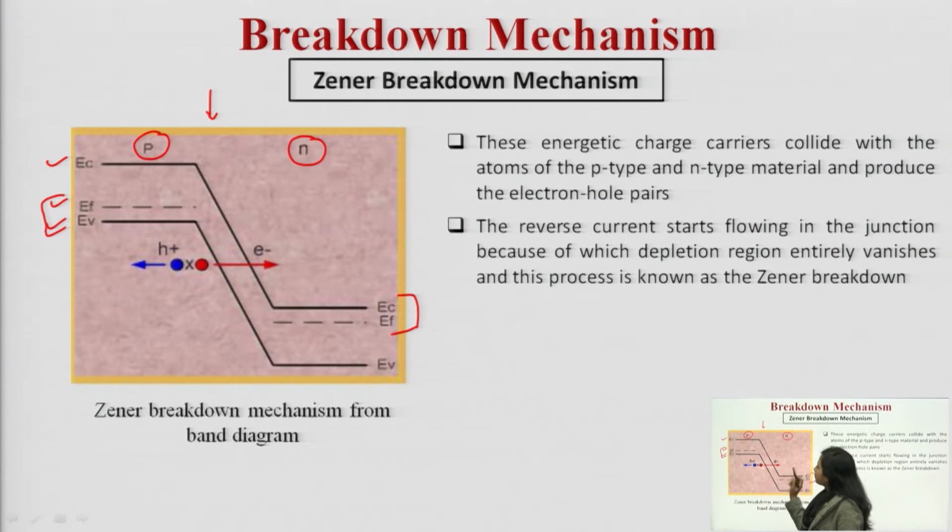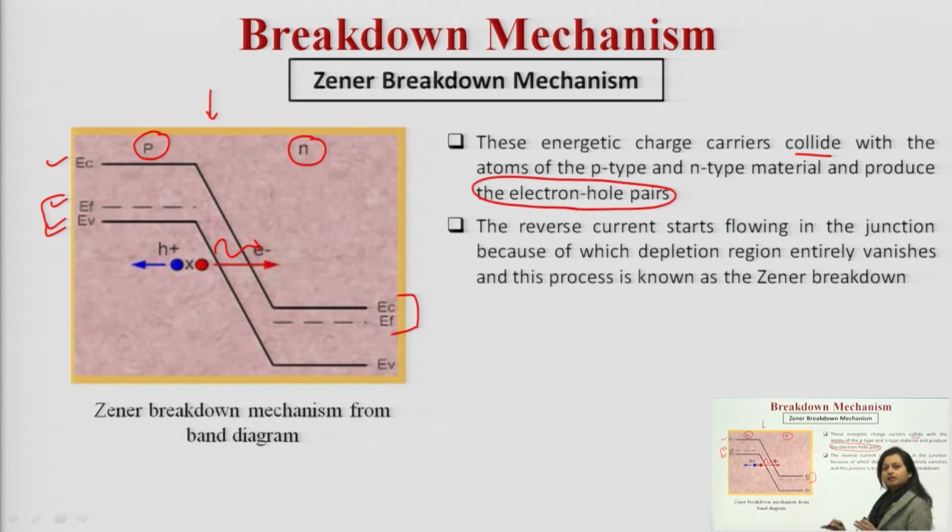Now, what will happen? Here you can see that electrons available in the valence band of the P-type semiconductor are tunneling into the conduction band of the N-type. So, here you can observe there is a movement. The electrons are jumping from this region to this particular region. It means these charge carriers collide with the atoms of the P-type and N-type material, and now it produces electron hole pairs. So, in the process of Zener breakdown, there is a creation of electron hole pairs.